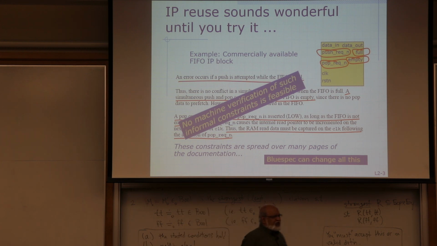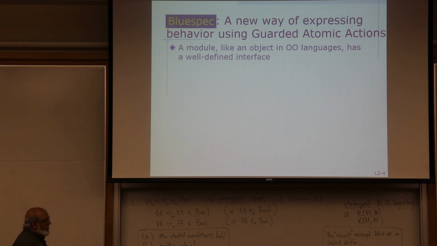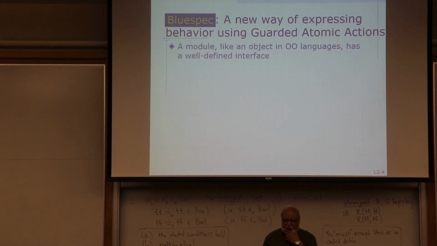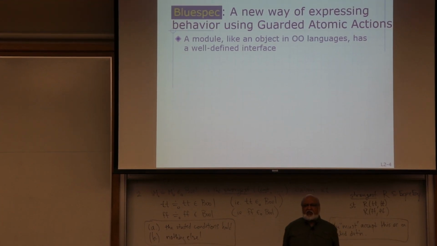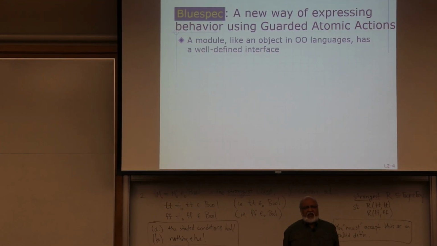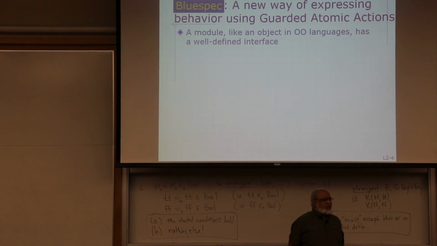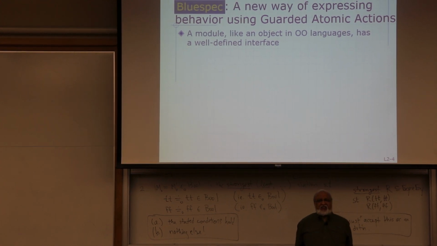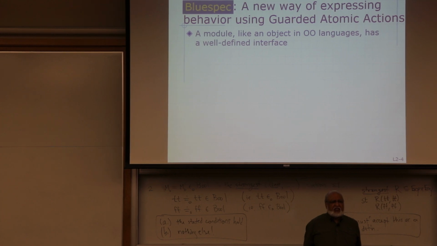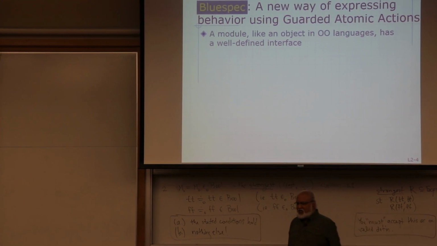Okay, so what I want to show you is how we can approach this problem informed by modern ideas in programming languages so that this problem doesn't occur, and Bluespec is an attempt to solve that problem. So let me just say from the onset, Bluespec is a new way of expressing behavior using guarded atomic actions. This is still controversial. This was a radical idea when we proposed it, around 1998 or 1999.